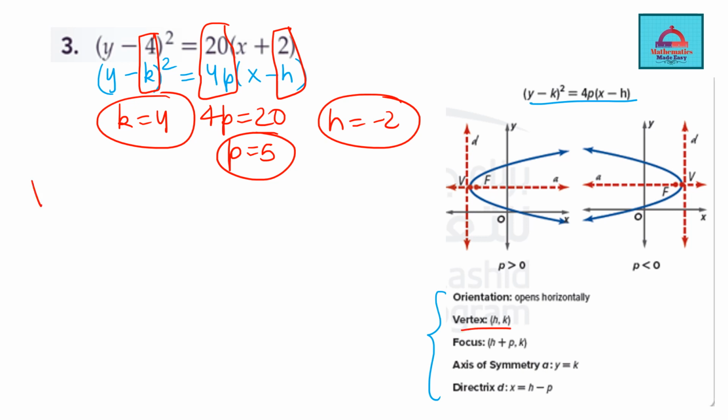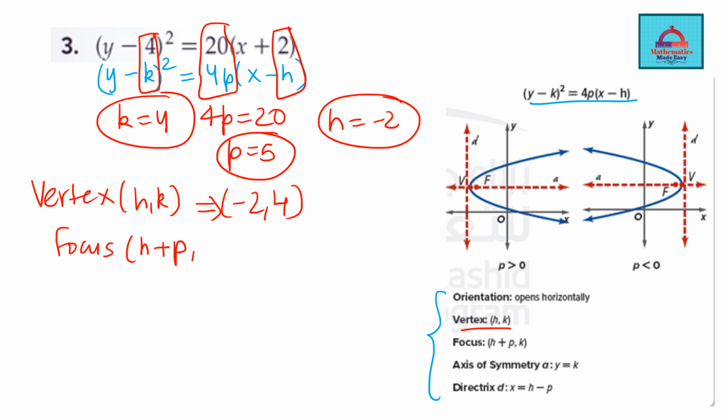So now very easily we can use the formula sheet and find our vertex given by h comma k, which is -2 comma 4. Our focus, which is given by h plus p comma k. So let's add p to h. So this is going to be -2 plus 5 comma 4. Remember, y coordinate is same, so this is going to be 3 comma 4.